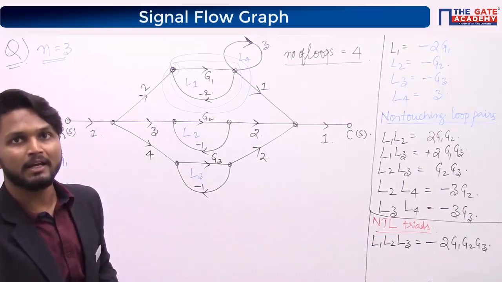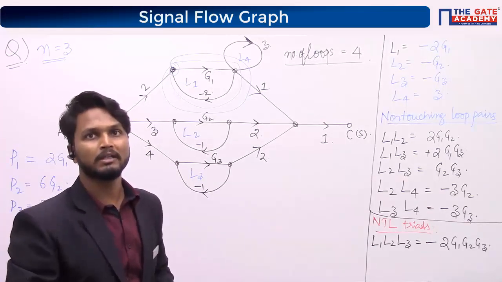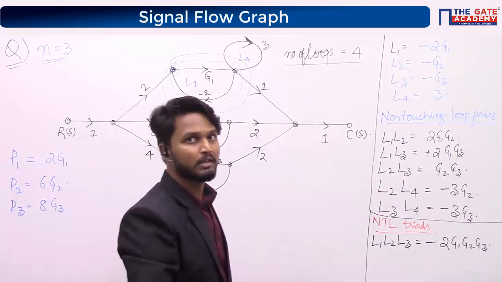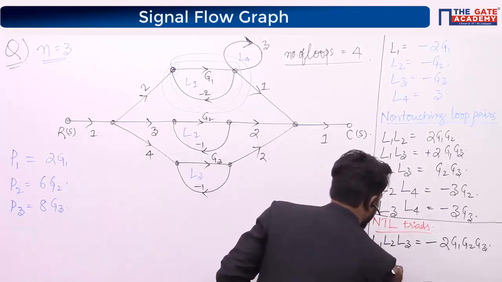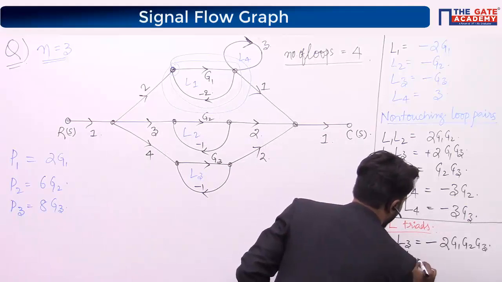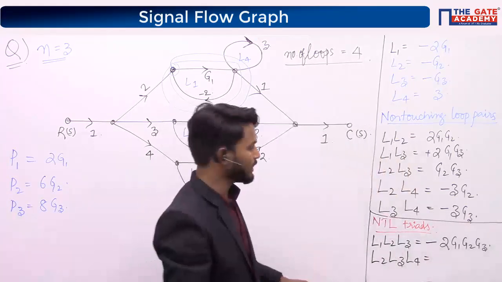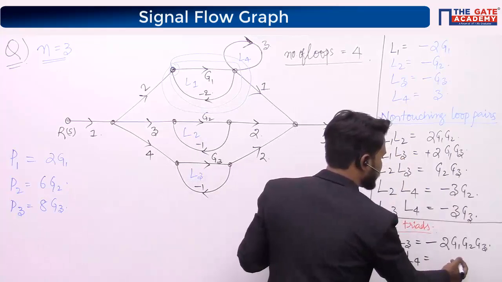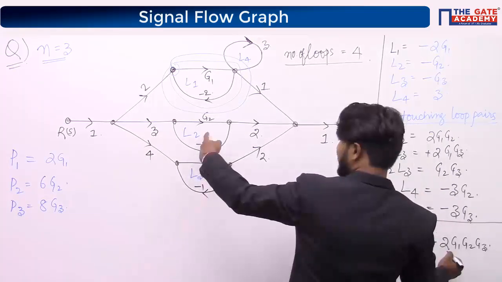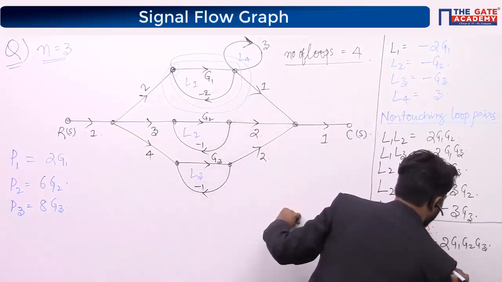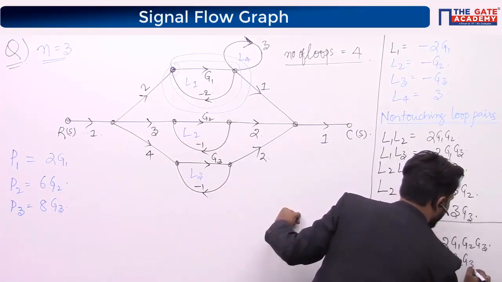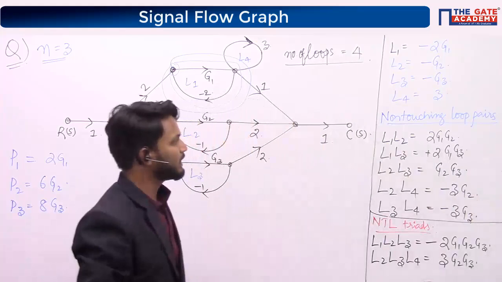So what triad next? L2, L3 and L4. Very good. L2, L3, L4. So all of you have answered. L2, L3, L4 is also not touching. Yes. L2, L3, L4 is equal to what? It is minus g2, minus g3 and 3. Therefore, 3g2 g3 is the gain here.